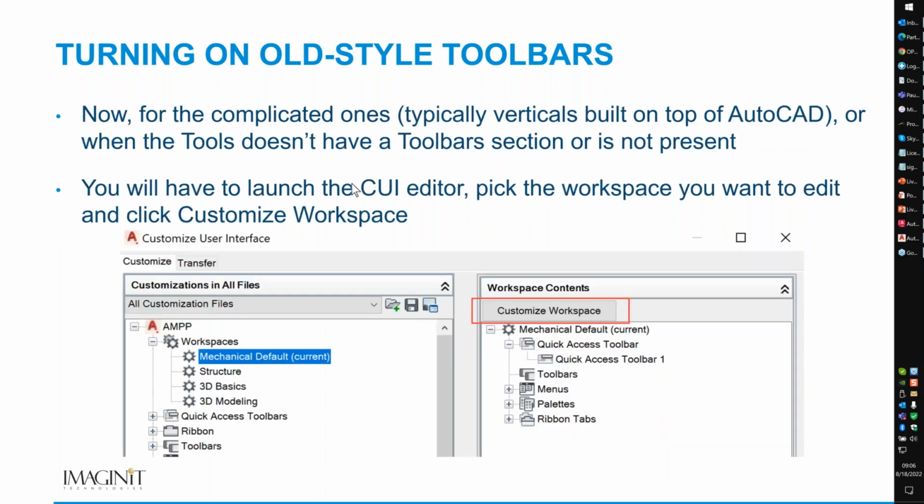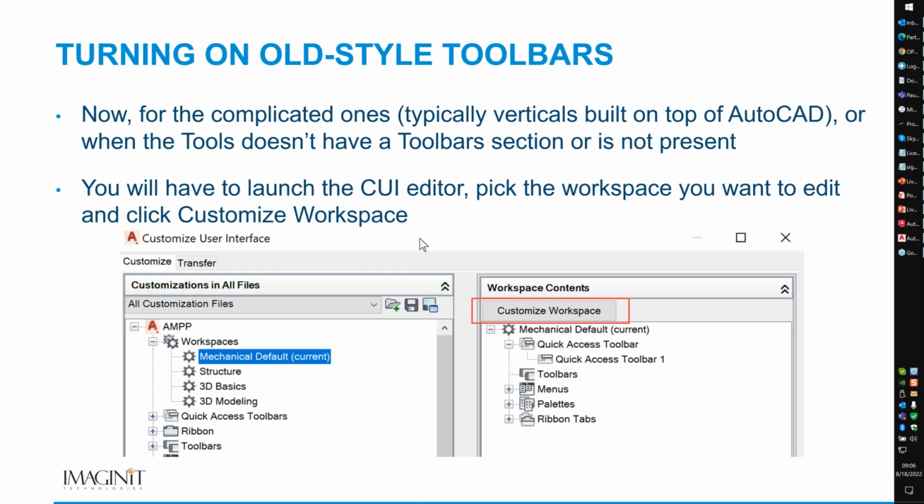And then now for the complicated ones. These are verticals typically built on top of AutoCAD. Primarily what I'm talking about here is going to be mechanical, architecture, MEP, and plant. Civil 3D and Map 3D both still use the ACAD.CUIX, so those are usually immediately available.